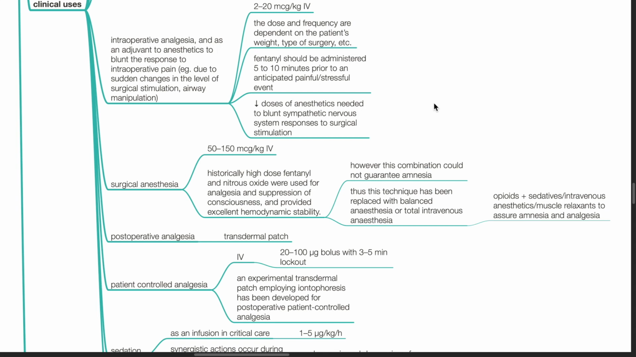Historically, high-dose fentanyl and nitrous oxide were used for analgesia and suppression of consciousness and provided excellent hemodynamic stability. However, this combination could not guarantee amnesia, thus this technique has been replaced with balanced anesthesia or total intravenous anesthesia. Opioids are used with sedatives, intravenous anesthetics, or muscle relaxants to assure amnesia and analgesia.